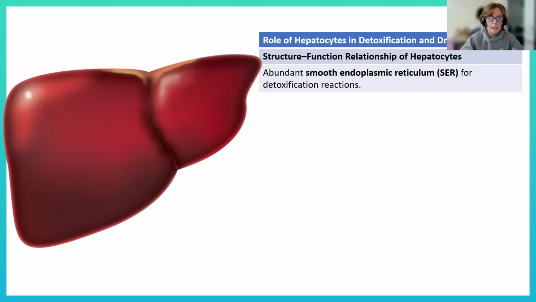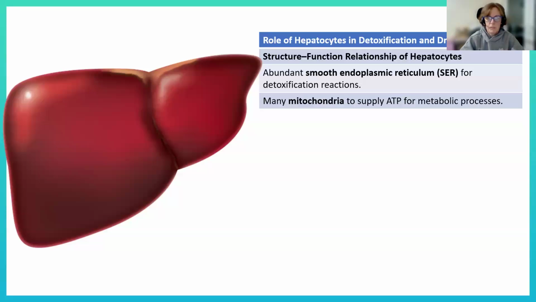So the hepatocytes have an awful lot of smooth endoplasmic reticulum, and this is really important for detoxification reactions. You might remember back when we were looking at the structure of the cell, the smooth endoplasmic reticulum was this big membrane that's close to the nucleus, but it looks smooth because it's got no ribosomes attached.